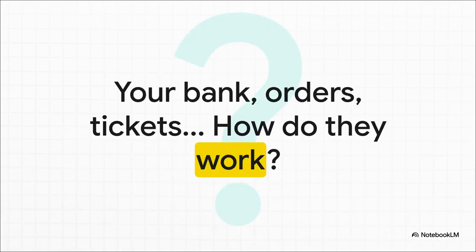How does your bank always know your exact balance, down to the penny? How does Amazon manage to track millions, and I mean millions, of orders perfectly every single day? You book a flight on your phone, and somehow that one specific seat is yours. How does all that just work? How is it not just complete chaos?